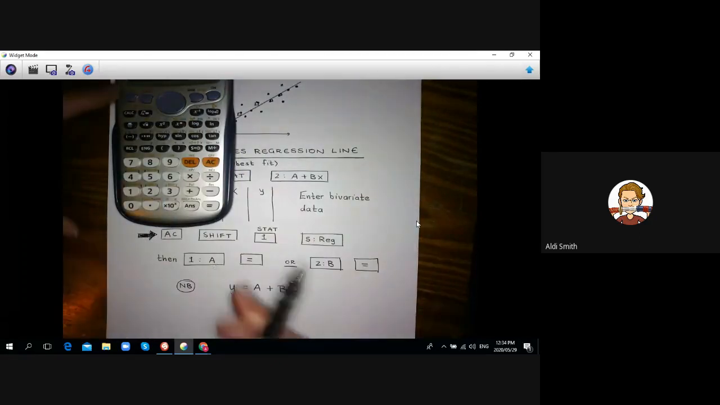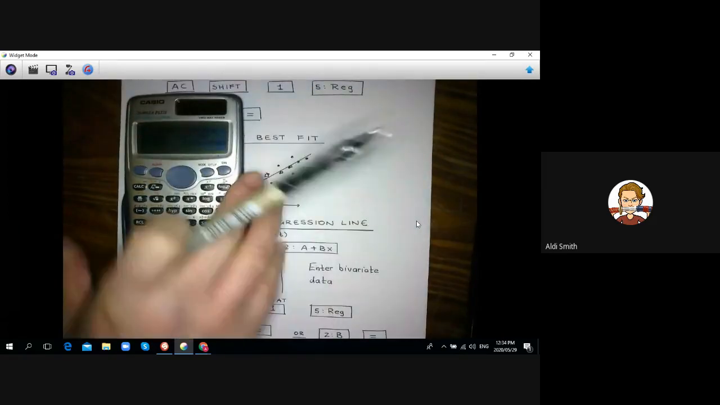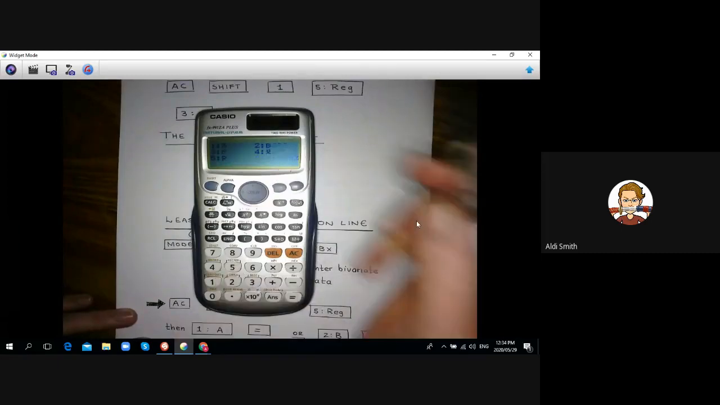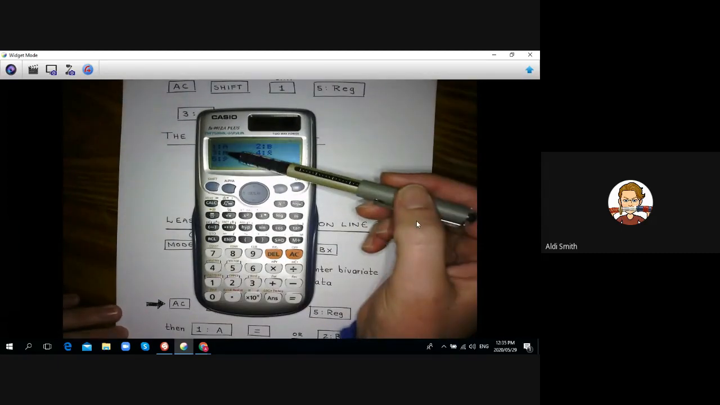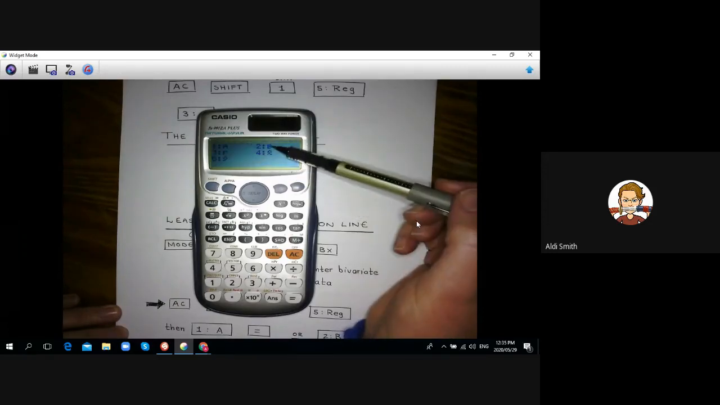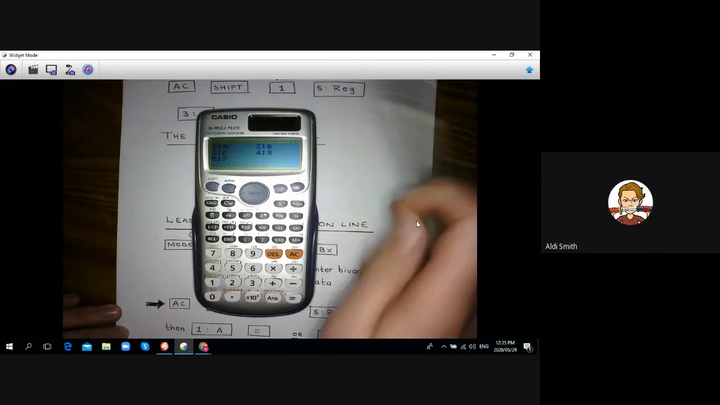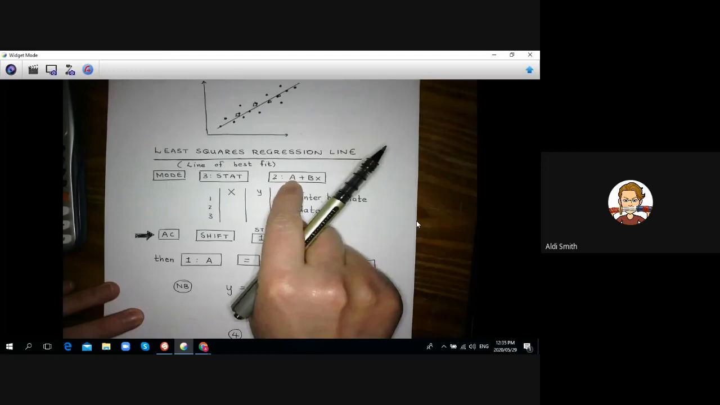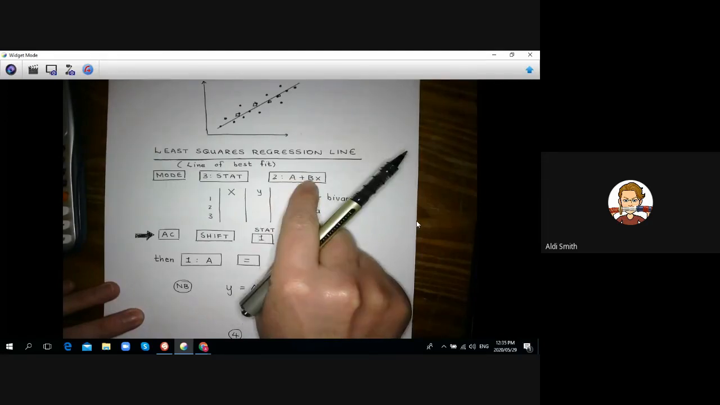I press Shift, Stat, and then I go to number 5 where all of my line regressions happen. And you'll notice that before we had that R, the correlation coefficient, we had A and we had B. If you ever forget what A and B are, please remember that the very first button you pressed told you: A is the y-intercept of the least squares regression line. B is the gradient of the least squares regression line.